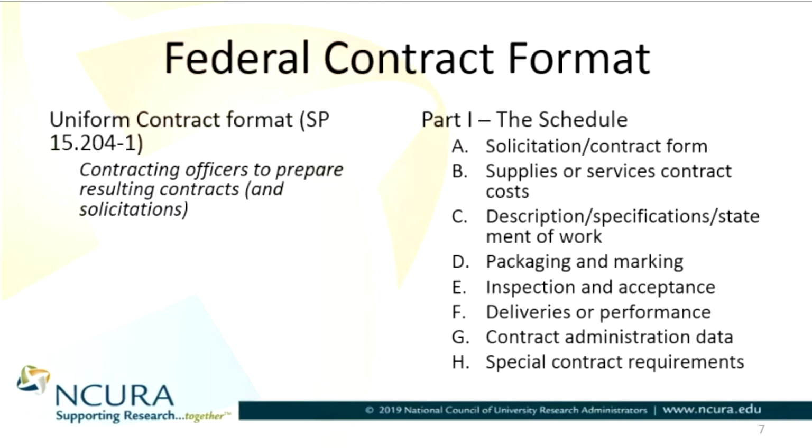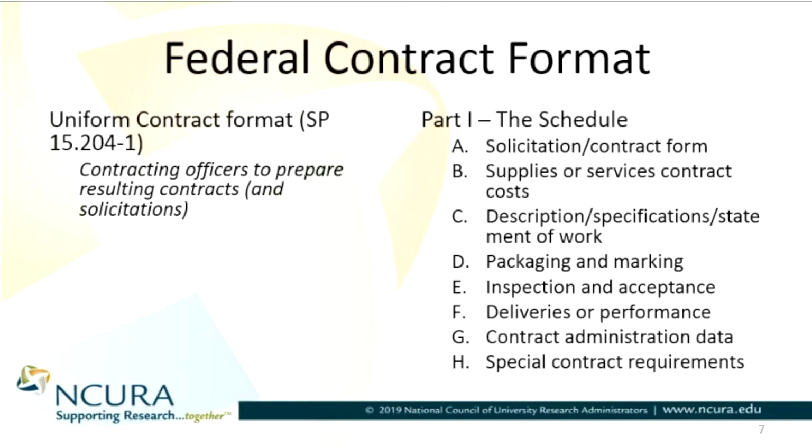Subsection B, supplies or services contract costs, include your descriptions of services, as well as any quantities of the supplies, what you think that you will need. Include the pricing in this area, as it is critical in your billing. When you do bill, you want to make sure that Part B, supplies and services, matches with what you intend to bill on in the future.